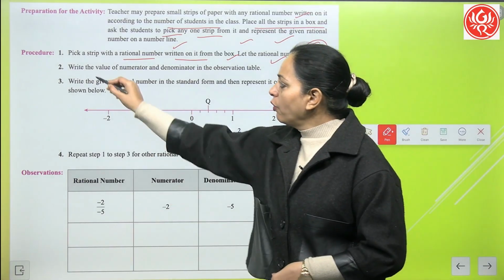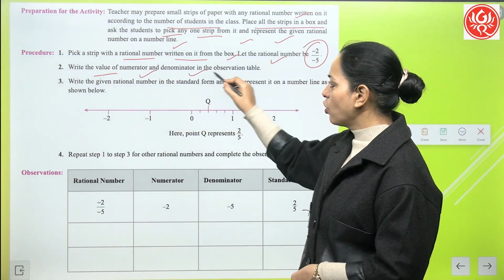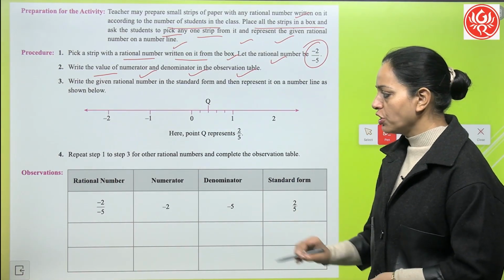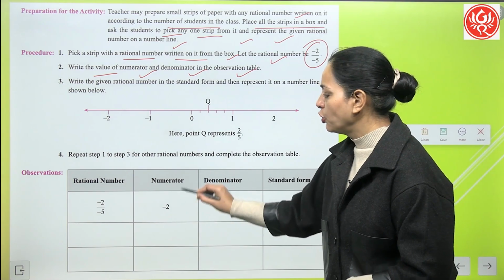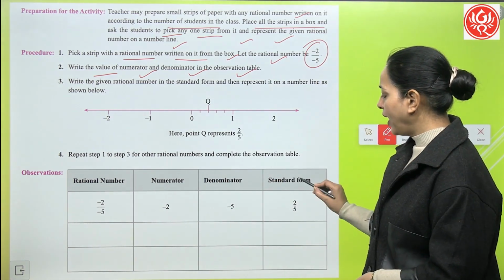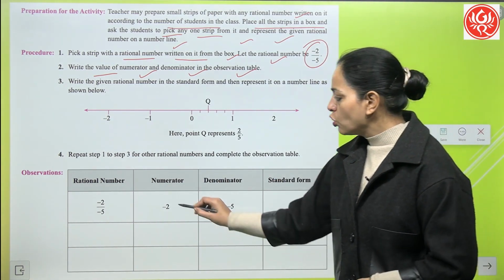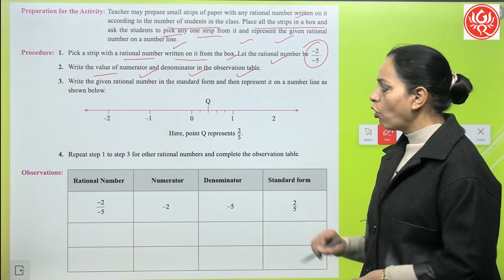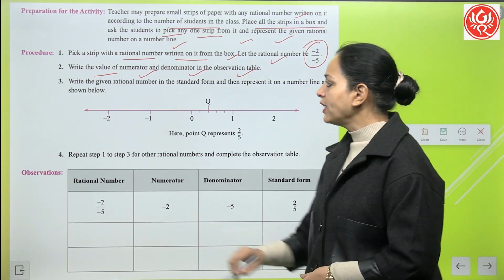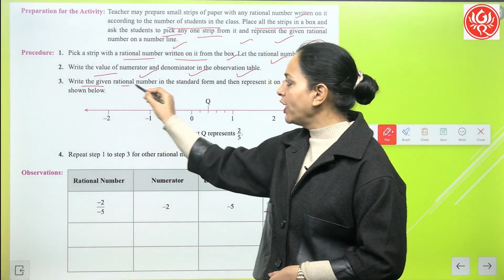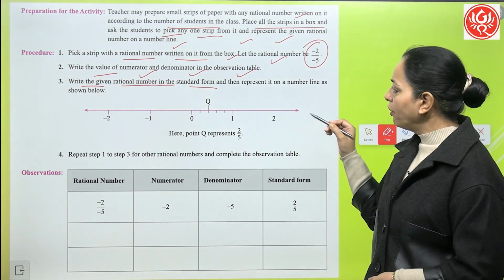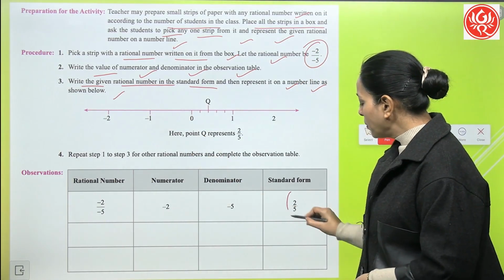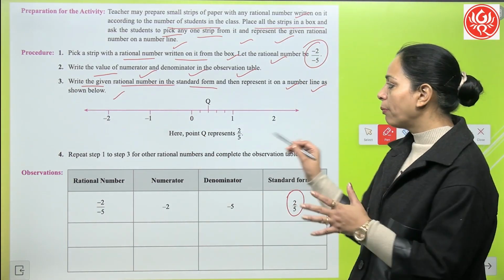The second one, write the value of numerator and denominator in the observation table. We have to make an observation table. Here rational number, then numerator, then denominator and then standard form. So numerator is -2, denominator is -5 and standard form is 2 upon 5, right? Now the third step, write the given rational number in the standard form and then represent it on a number line as shown below. So हमें represent करना है 2 upon 5 को number line पर.